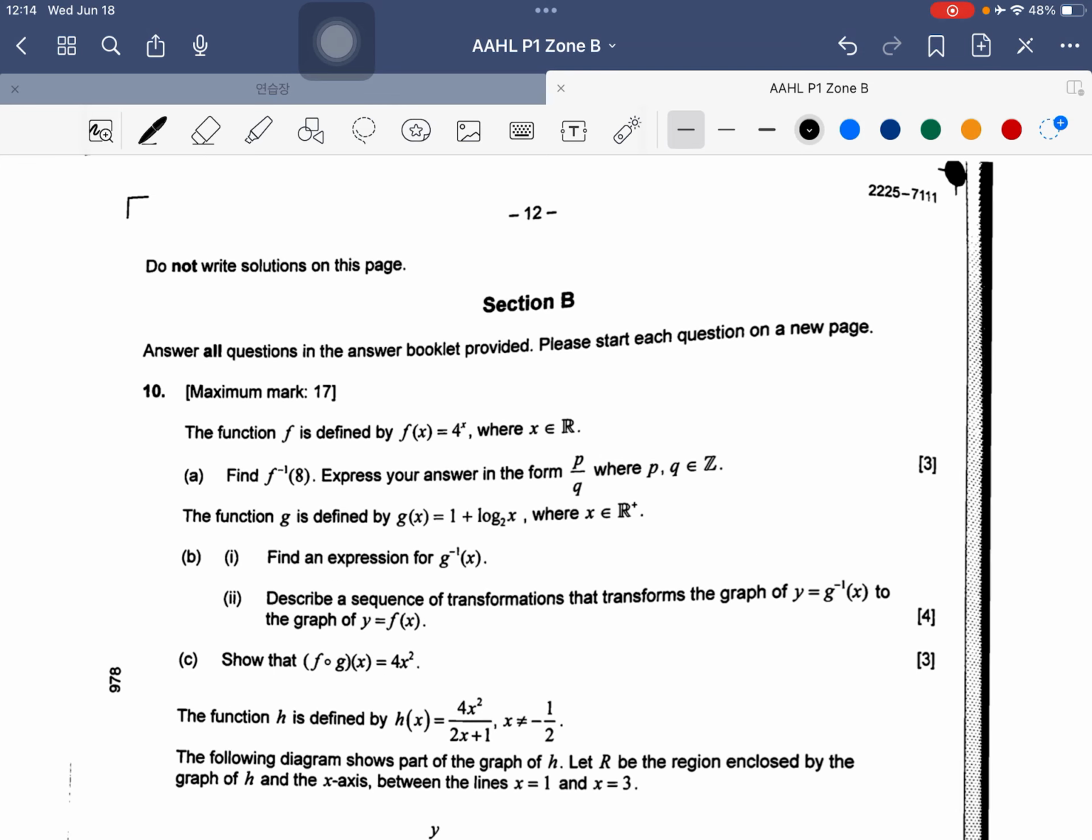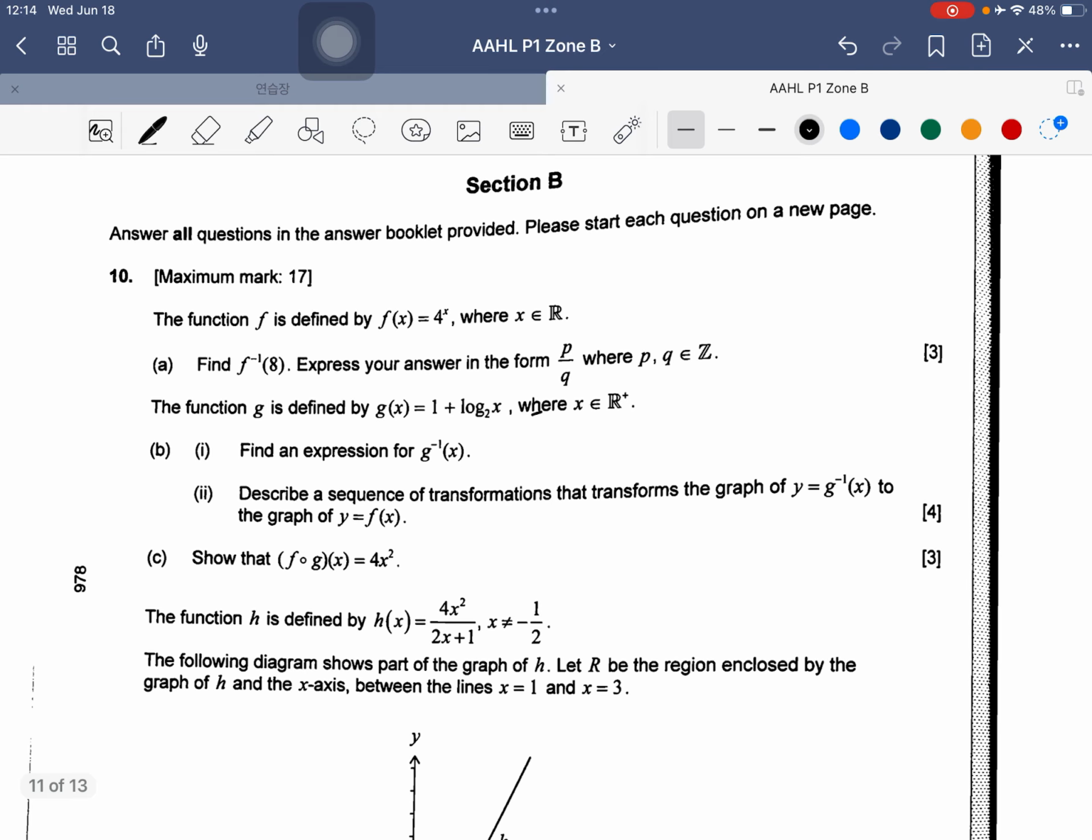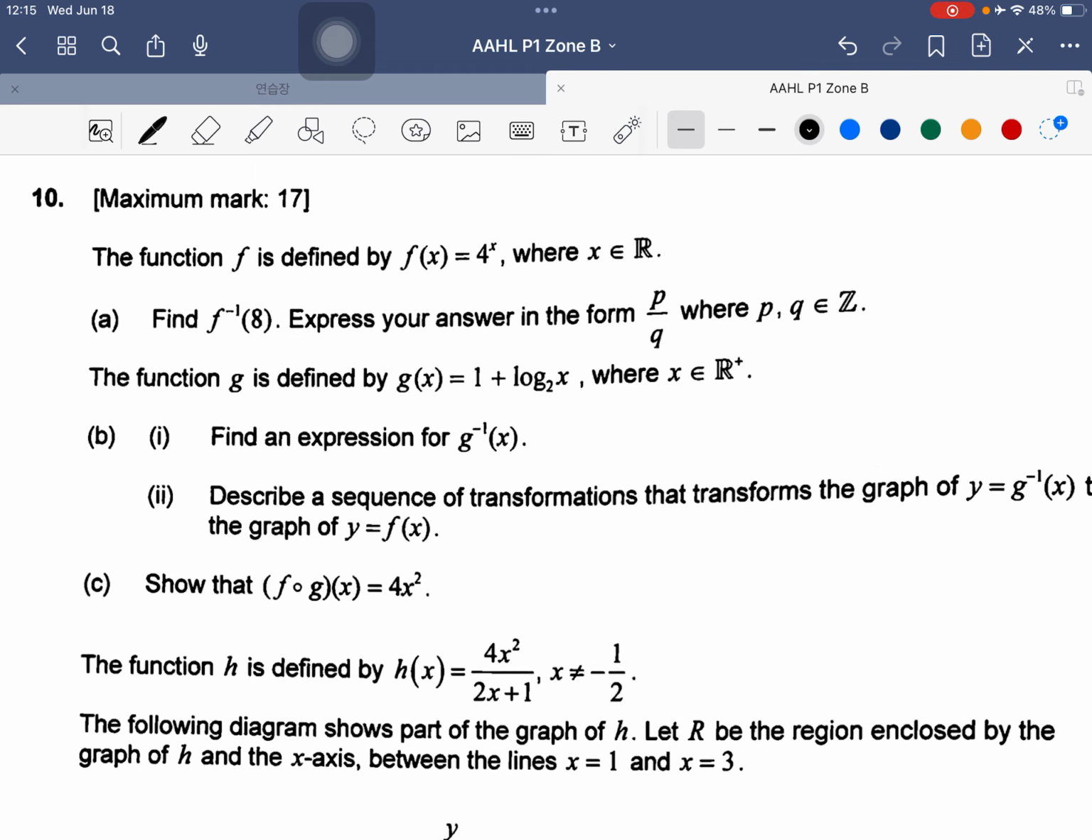Okay, question number 10, section B. Maximum marked 17 points. The function f is defined as f(x) equals 4 to the x power, where x is a real number. Find f inverse of 8. Express your answer in the form p over q, where p and q are integers.